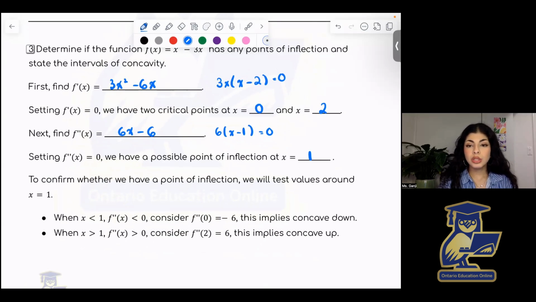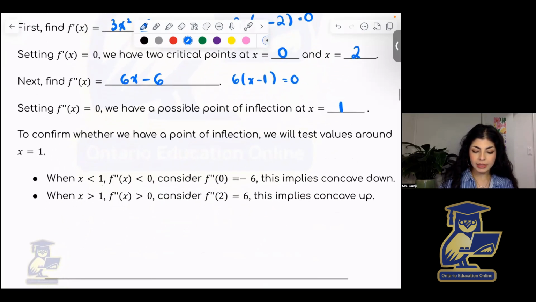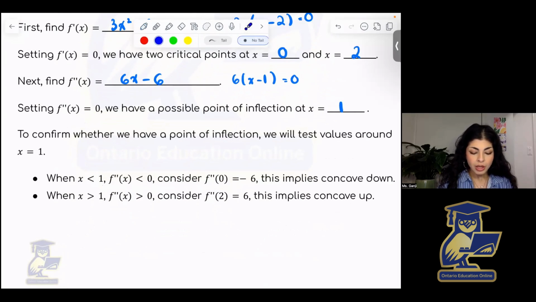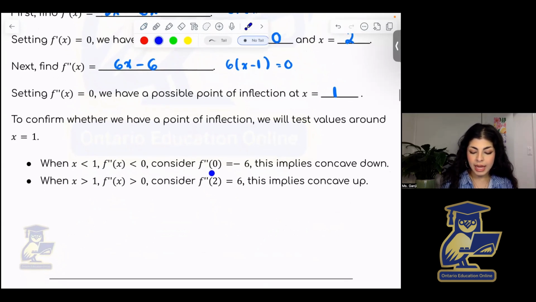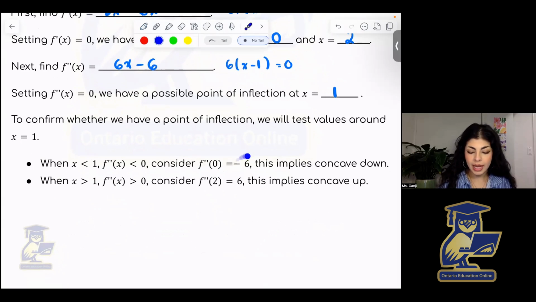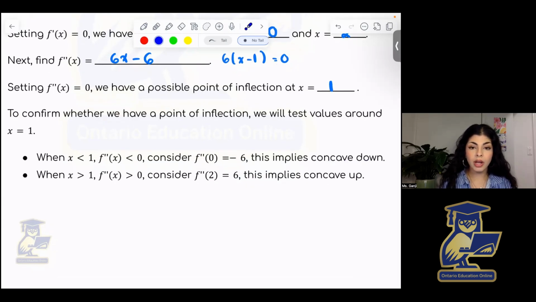Now, to determine whether it's a point of inflection, we're going to test the values around x is equal to 1. So first we consider x is less than 1 and then x is greater than 1. So when x is less than 1, and again, you're just picking any random value that would work here, so 0 is a good choice. We see that f double prime of 0 is negative 6, so it's less than 0. And this implies that it's a concave down shape. Now, when x is greater than 1, so randomly we're going to pick 2, we see that the second derivative at x is equal to 2 is 6, so it's positive, and this means concave up.